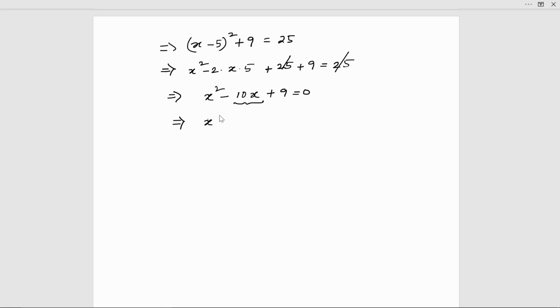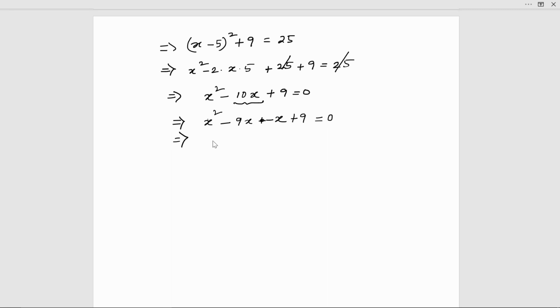So how can we do it? x² − 9x, excuse me, − x. So −1 into −9 is +9 if we multiply it, and −9 −1 will give me −10. So it is satisfying my middle term factor.